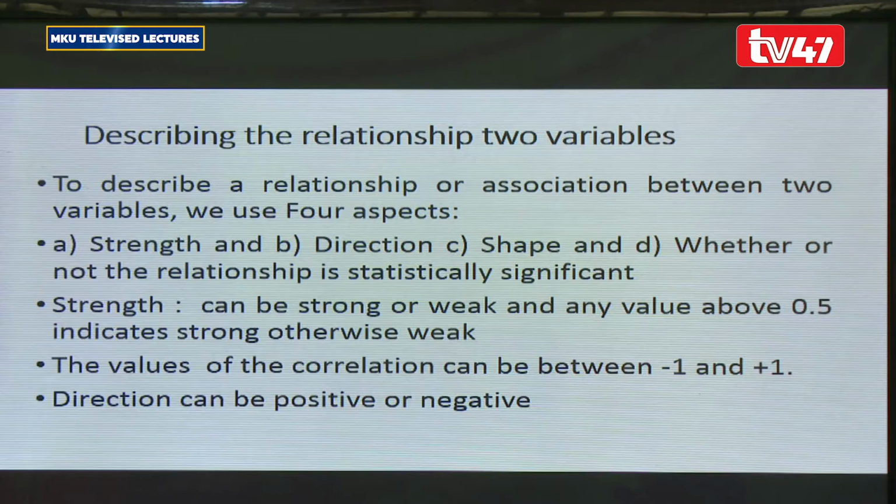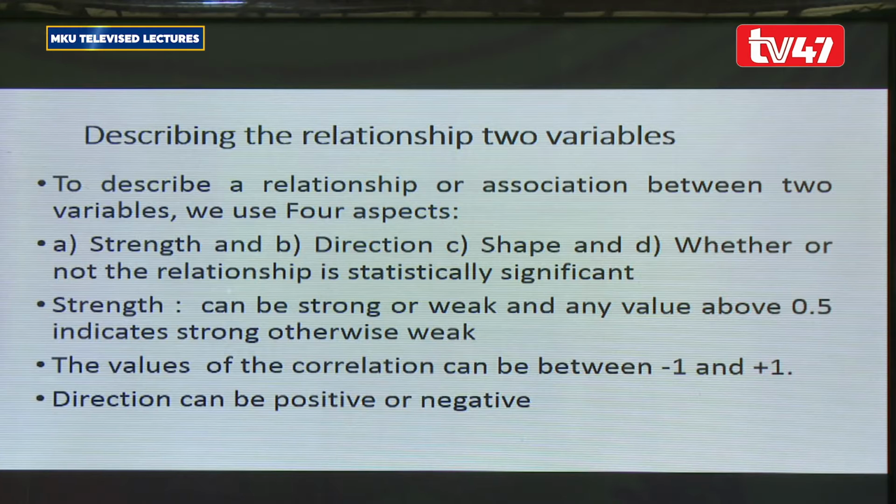Now, the next thing that we need to do, class, we need to be able to know how we can describe this relationship that we are analyzing. If we need to describe any relationship between 2 variables of our interest, there are 4 things that I want you to be able to get from this lecture. The first, the strength. Number 2, direction. 3, shape. And then whether or not there's a relationship that is statistically significant or not.